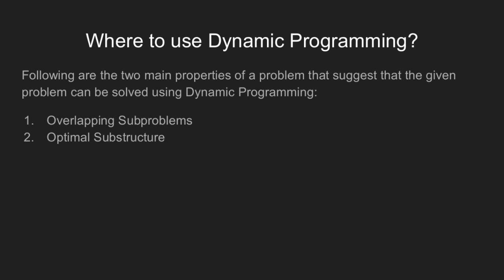So now we know when to use dynamic programming. That is, whenever we see that the given problem satisfies the overlapping subproblems property as well as the optimal substructure property. In this video, our focus was on the overlapping subproblems property. In a later video, we will discuss the optimal substructure property in more detail.